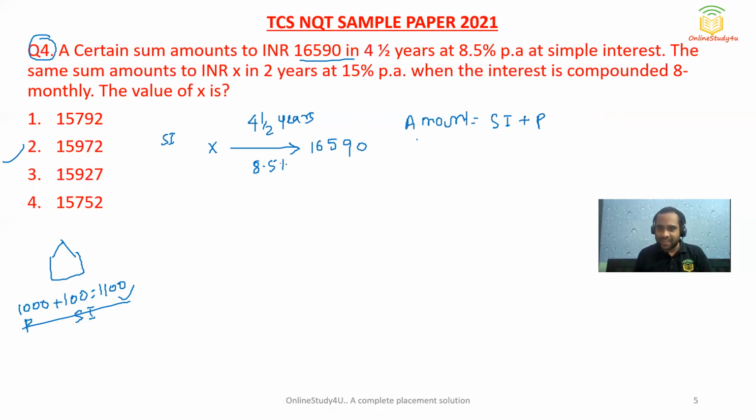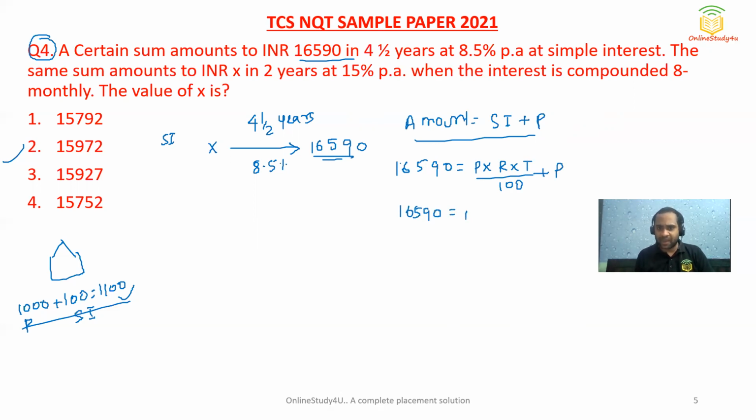So amount will be equal to simple interest plus principal, or principal plus simple interest. So what is the amount? My dear friends, the amount is 16590. Simple interest will be equal to principal into rate into time by 100, plus principal. No problem. So 16590 is my amount.